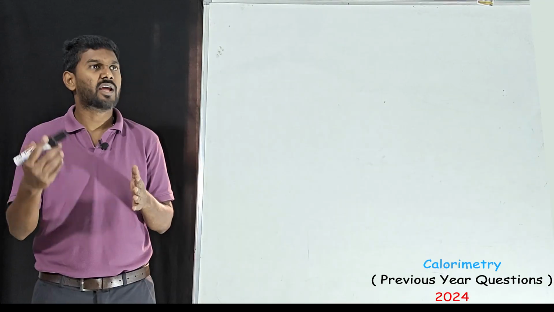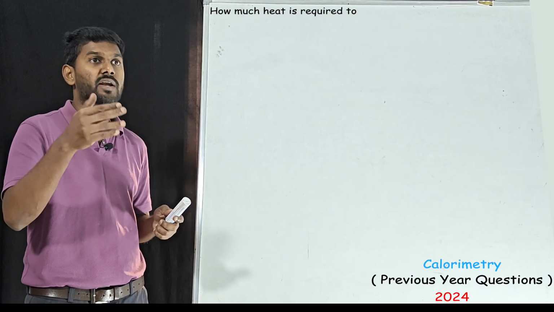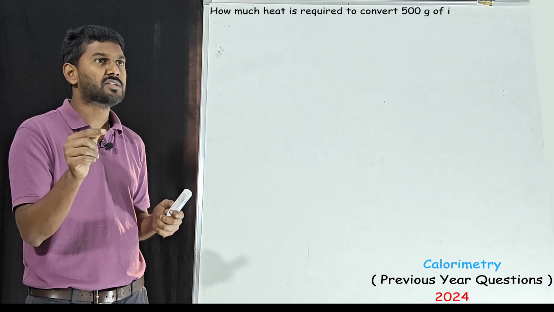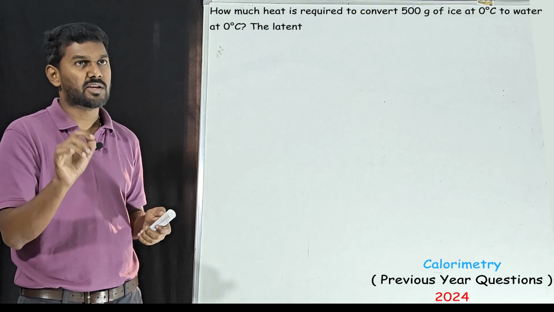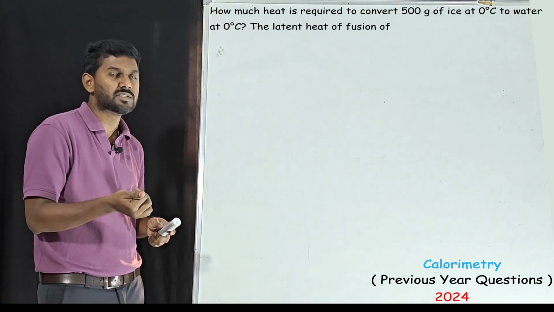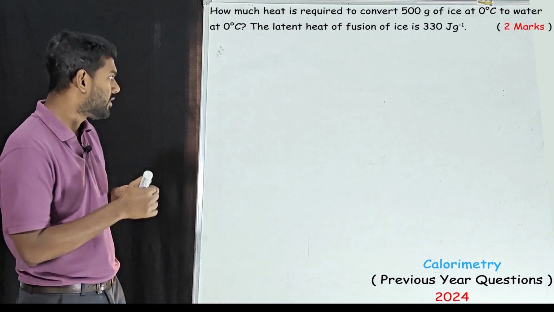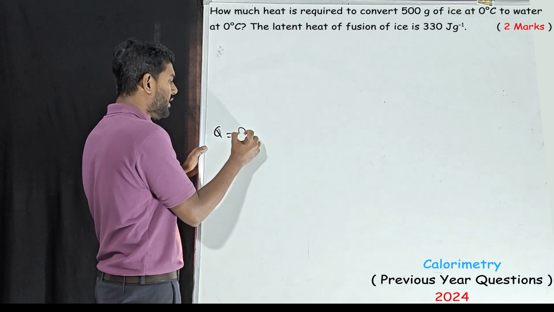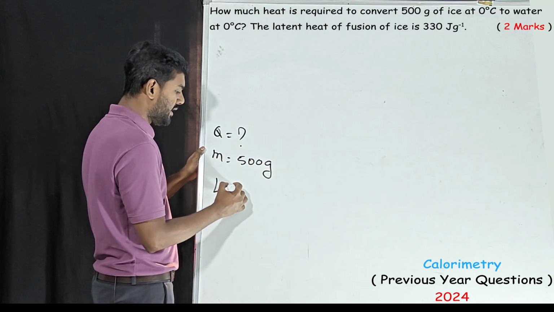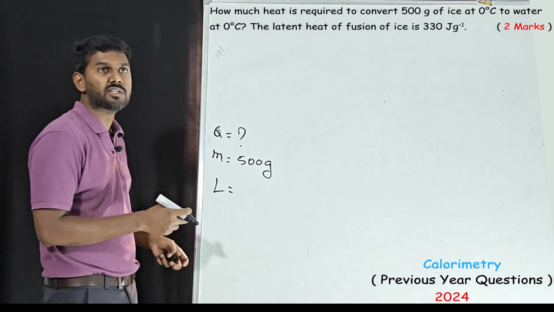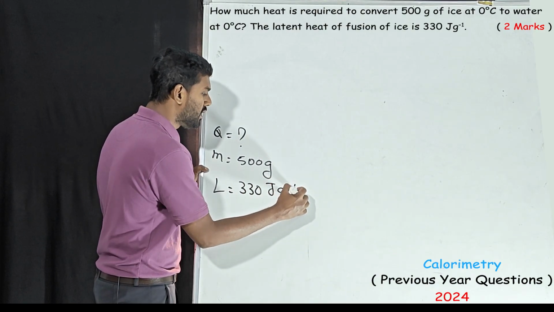Keep this in mind. Our next question: how much heat is required to convert 500 gram of ice at 0 degree Celsius to water at 0 degree Celsius? The latent heat is given. See, mass is given, latent heat is given. They are asking about heat energy, how much heat is required. Q we need to find. Mass is given as 500 grams. Latent heat of fusion is given, and that is 330 joules per gram.